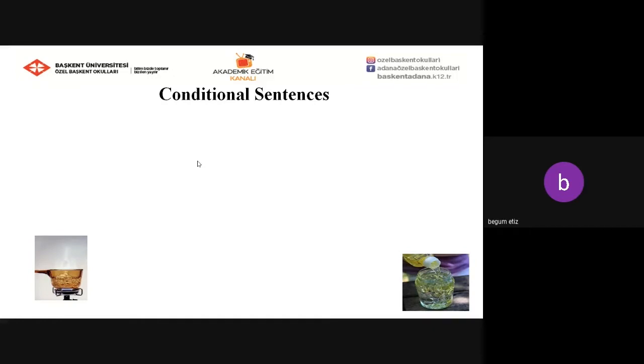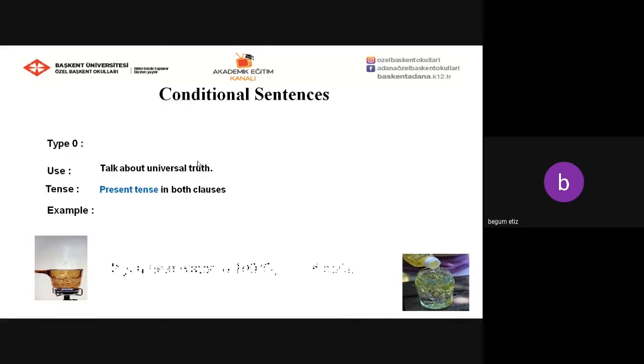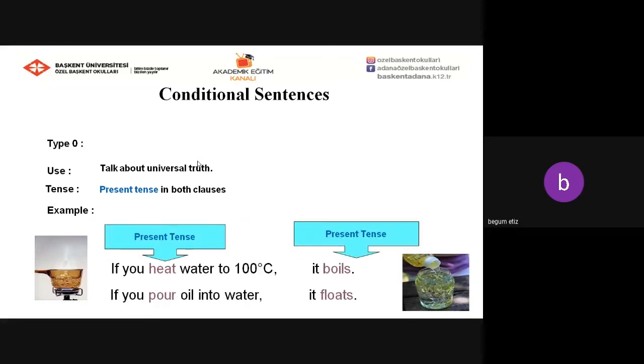Okay, let's examine several examples about zero conditional. We use type 0 to talk about universal truth. We need to use present tense in both clauses. For example, if you heat water to 100 degrees Celsius, it boils. If you pour oil into water, it floats.